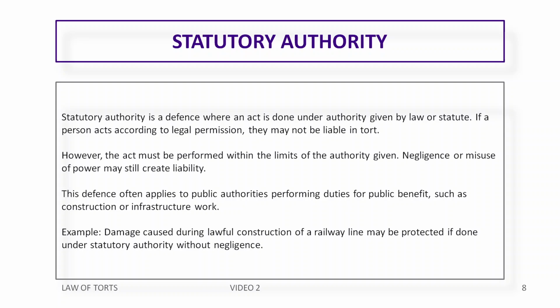This defense is commonly used by public authorities and government bodies performing duties for public benefit, such as construction of roads, railways, or public utilities. Sometimes such activities may cause inconvenience or damage to individuals, but the law allows them if they are carried out properly. For example, if a railway authority constructs a railway line under statutory permission and nearby property suffers some unavoidable disturbance, the authority may not be liable, provided there was no negligence in the work. The protection exists because the activity was authorized by the law.